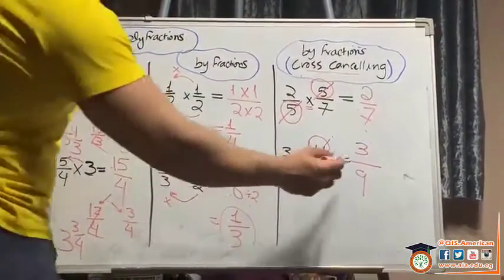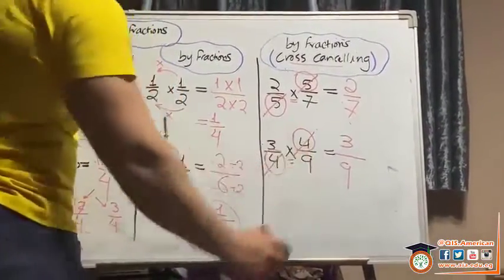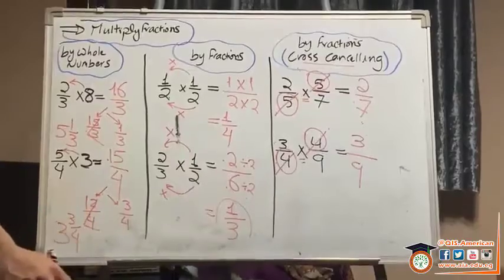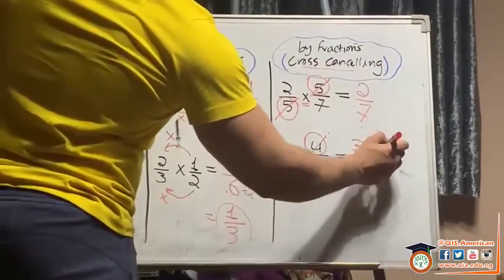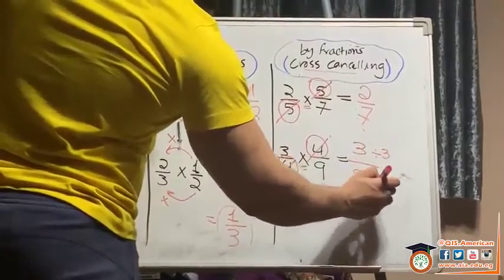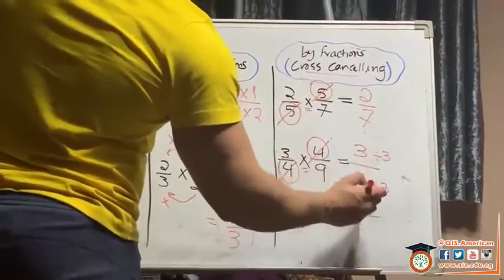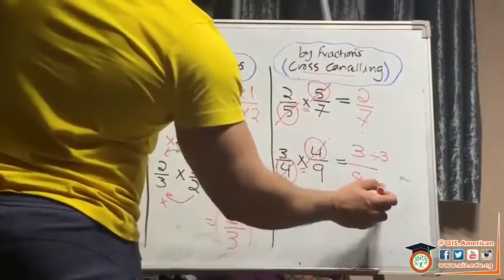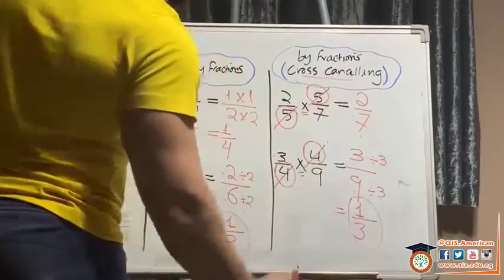Okay? Now ask yourself, is this the simplified form? No, it's not. Do 3 and 9 meet as products in any timetable? Yes, they do. Which timetable? 3. So I'm gonna have to divide by 3 above and below. Which number, if multiplied by 3, gives me a 3? It's 1. And which number, if multiplied by 3, gives me a 9? It's 3. So the answer is 1 over 3.